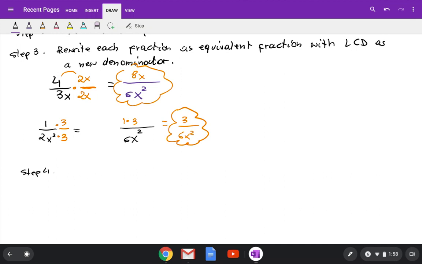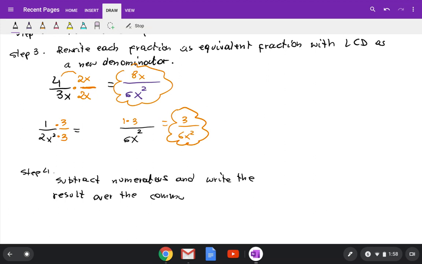Step 4 will be: subtract numerators, because we already have that common denominator, and write the result over the common denominator.